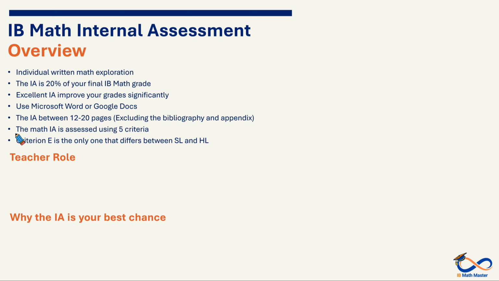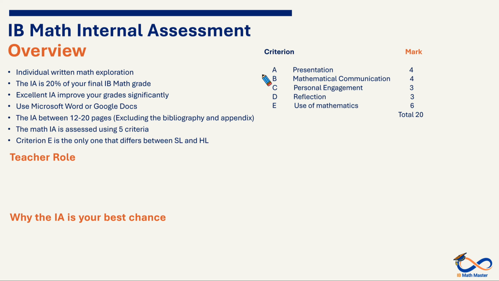Next, the Math IA is assessed against 5 criteria. As you see here in this table, we have the 5 criteria, and they are the same for both SL and HL, but the only difference is criterion A, which is the use of mathematics, and it's different between SL students and HL students, because of course HL students are expected to use more sophisticated mathematics in their IA. Sophisticated mathematics means that it should be math at the same level as the high level that they are studying, not something like easy or standard level.